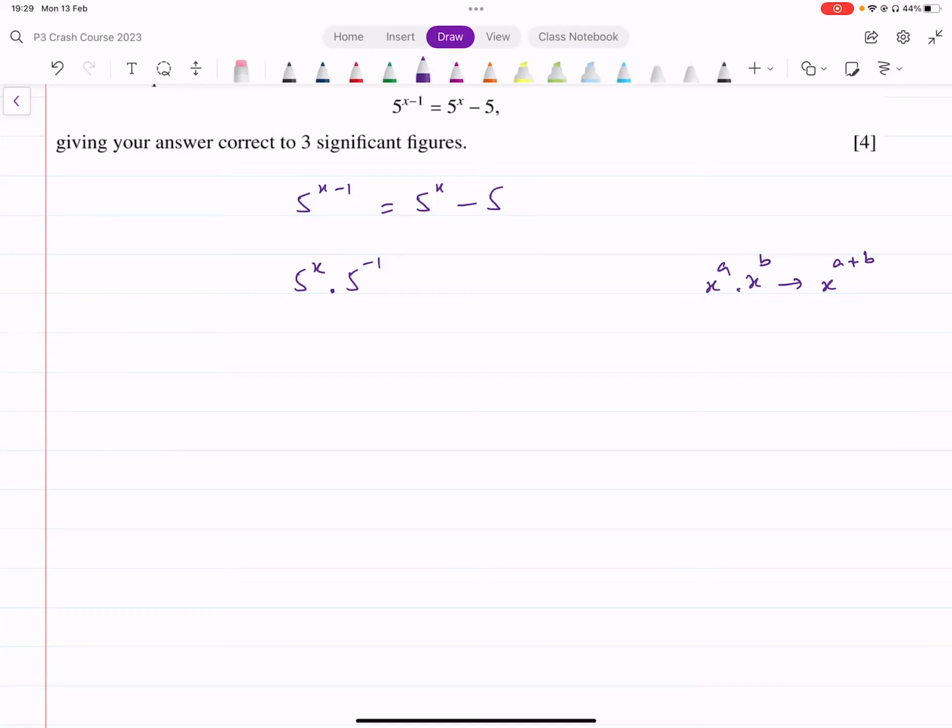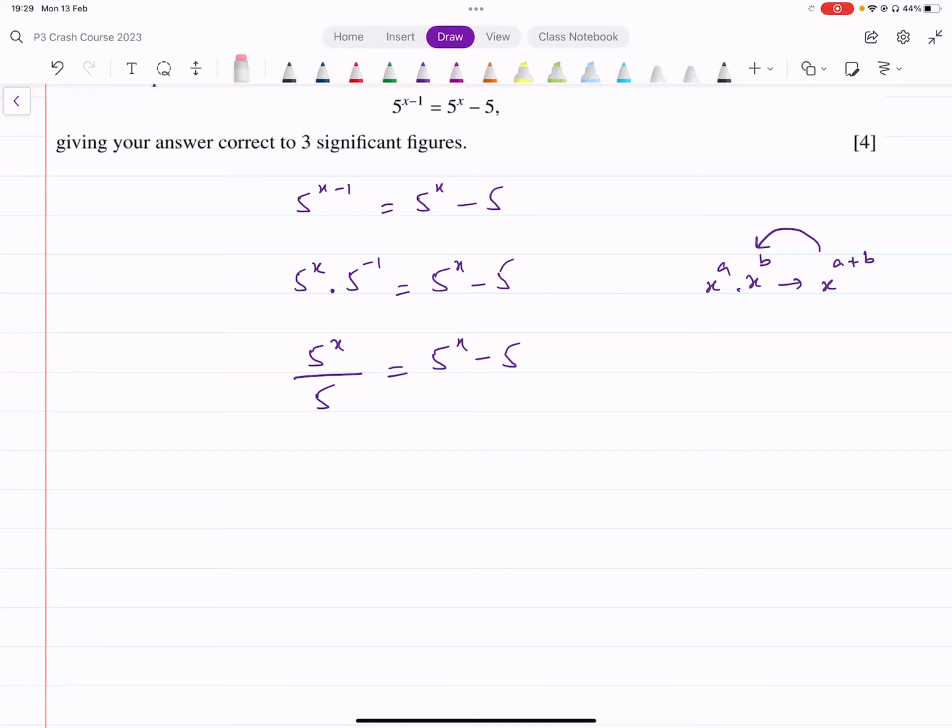In this case, it was written like this. We are converting it back to a form like this. We're basically splitting it. We're saying it's the same thing as saying 5 power x multiplied by 5 power minus 1. On the other side, you have 5 power x minus 5. Now, the left side can be written as 5 raised to power x over 5. On the right side, you have 5 power x minus 5.